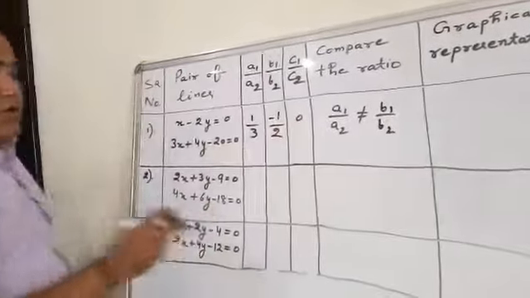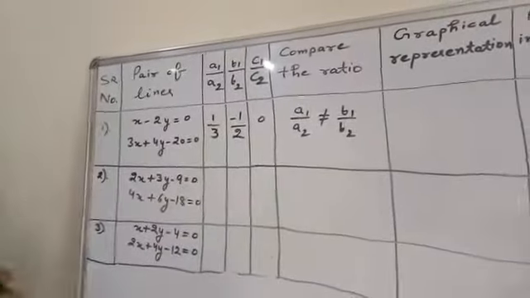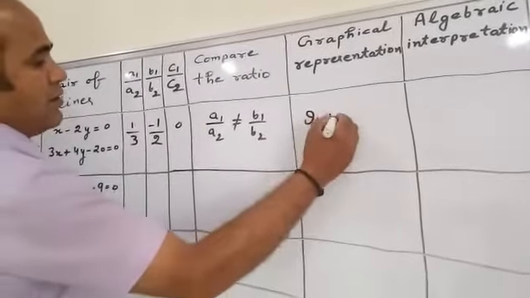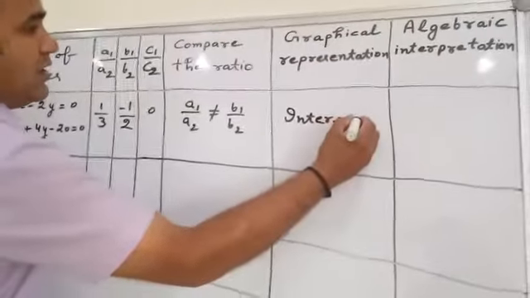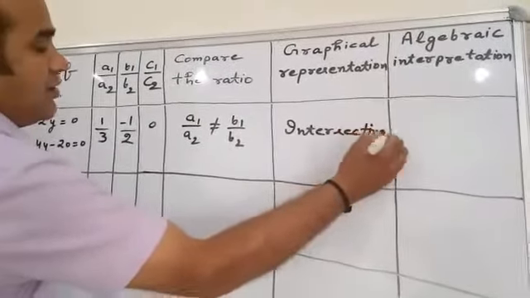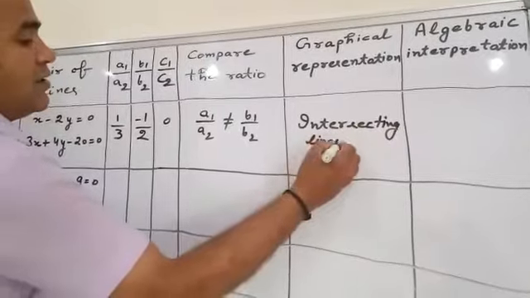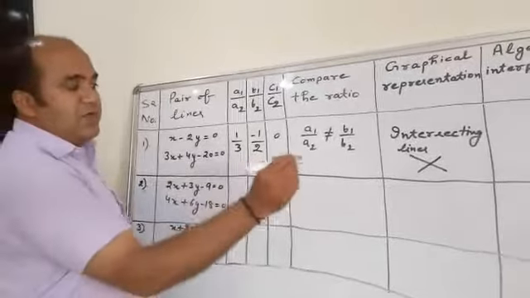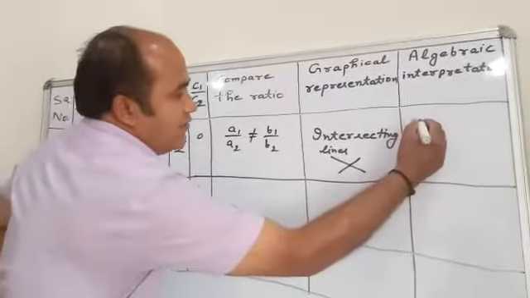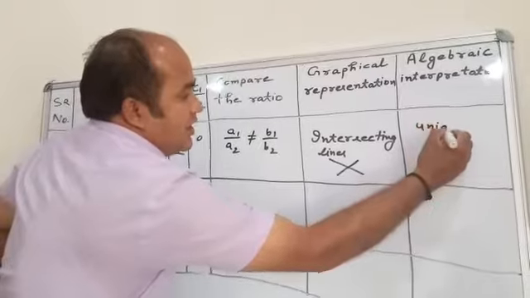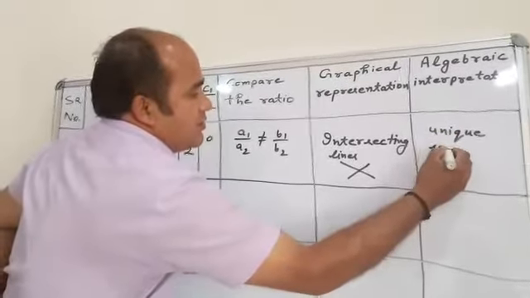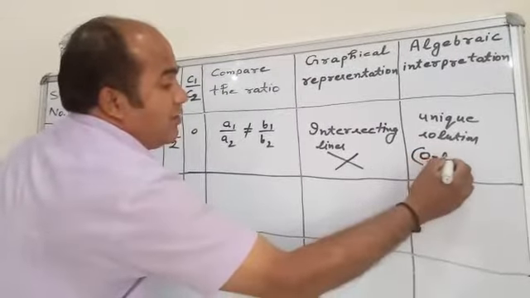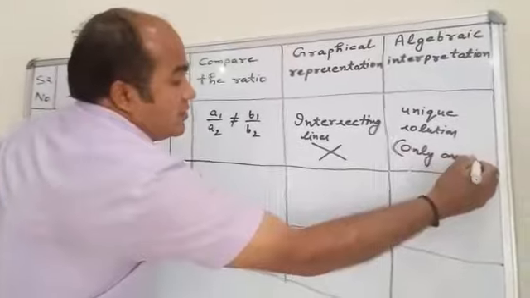If a1 upon a2 not equal to b1 upon b2, it means intersecting lines, like this. If lines will intersect to each other, they will get one solution. So you can write unique solution, or you can write only one solution.